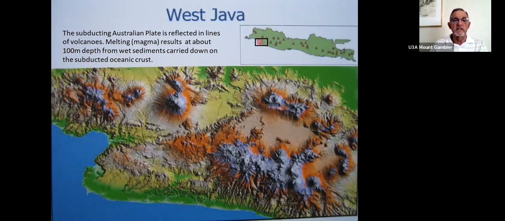The subducting Australian plate is reflected in lines of volcanoes. Melting or magma results at about 100 kilometres depth, not 100 metres depth, from wet sediments carried down on the subducted oceanic crust, which itself is melted due to lower temperatures, lower melting temperatures induced by included water.